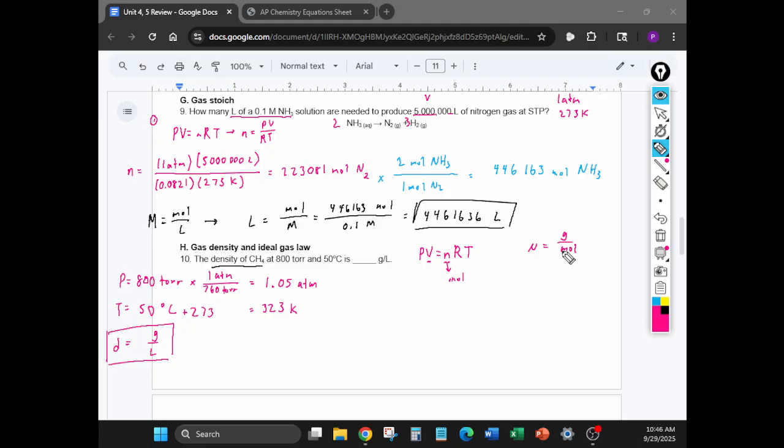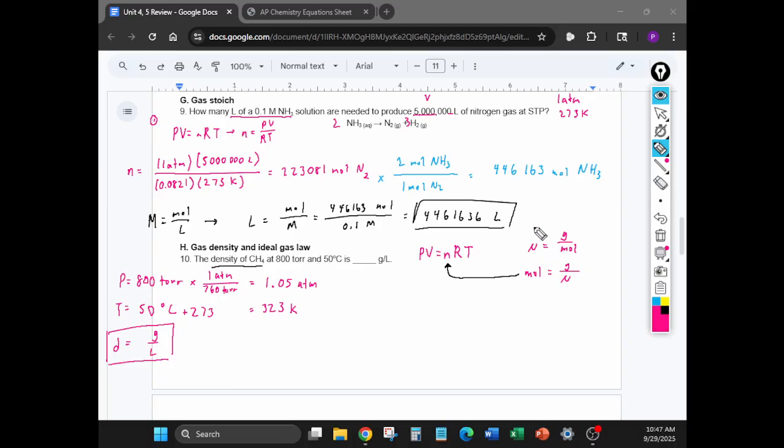Now, we can rearrange this equation so that we can plug it into this equation right here. We know that N is moles, so we're going to rearrange this so that we have moles equals grams per molar mass. All we did was isolate the moles. Once we do that, we can take this equation right here and plug it in to the N.